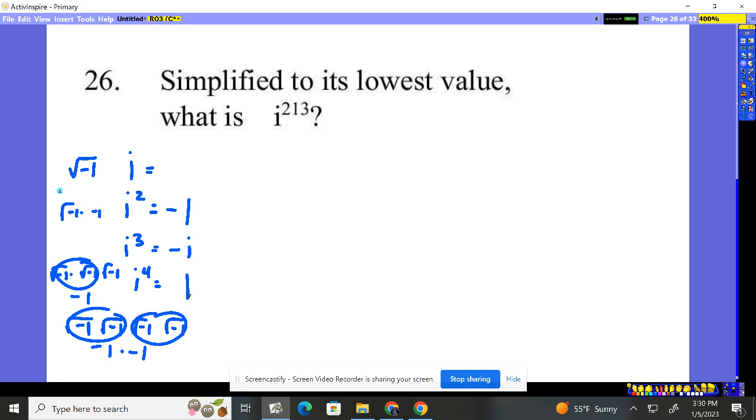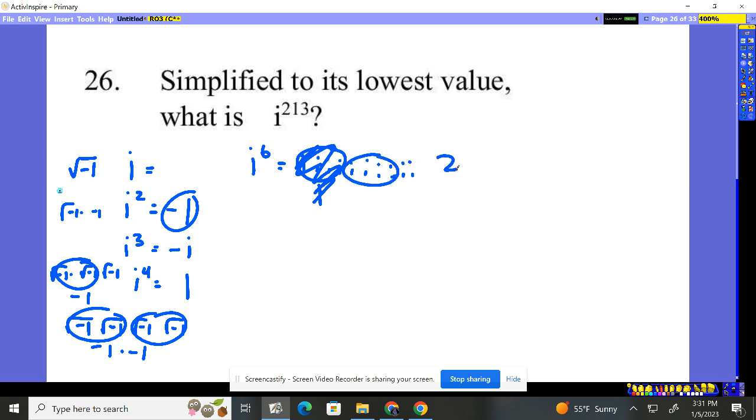So we're trying to figure out how many i to the fourths we have in here. Because if you had i to the sixth, notice that would mean you have 6 of these. Those 4 just give you 1, and so they sort of go away, and you're just left with an i squared, which is -1. So you're always going to be able to simplify down to one of these. Well, if I have 213 of these, I don't want to write out 213 i's. That's going to be a pain.